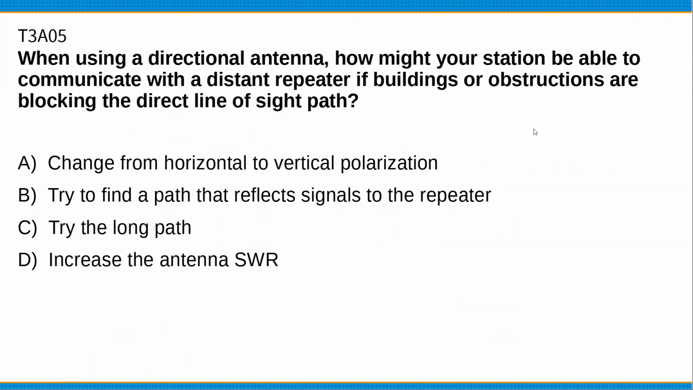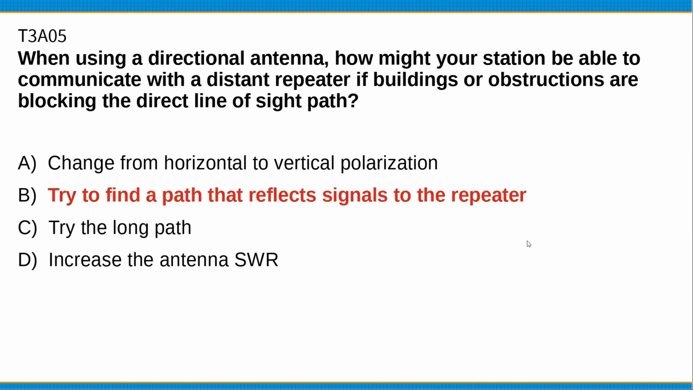When using a directional antenna, how might your station be able to communicate with a distant repeater if buildings or obstructions are blocking the direct line of sight? Bravo. Okay.